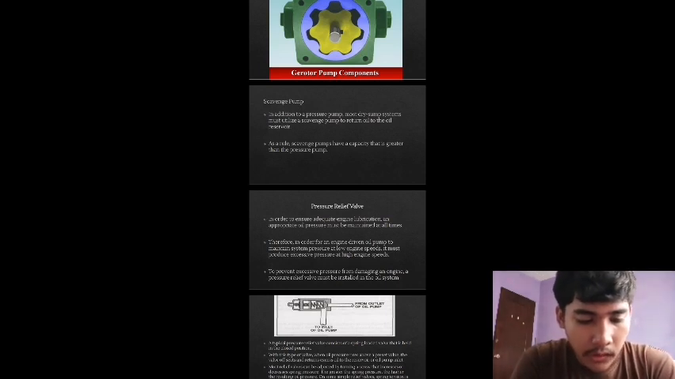Full flow filtration system. All of the engine oil passes through a filter each time it circulates through an engine.